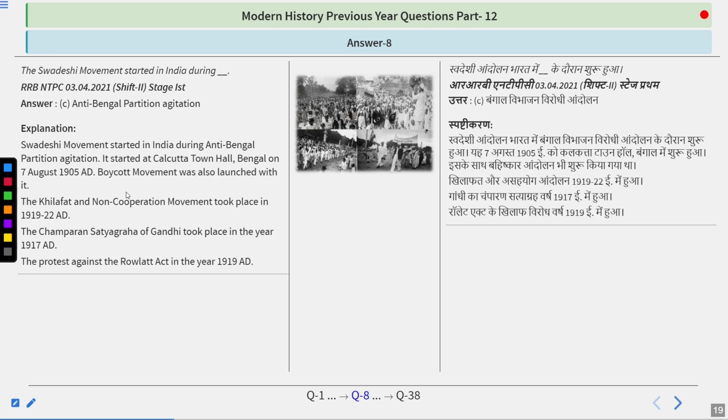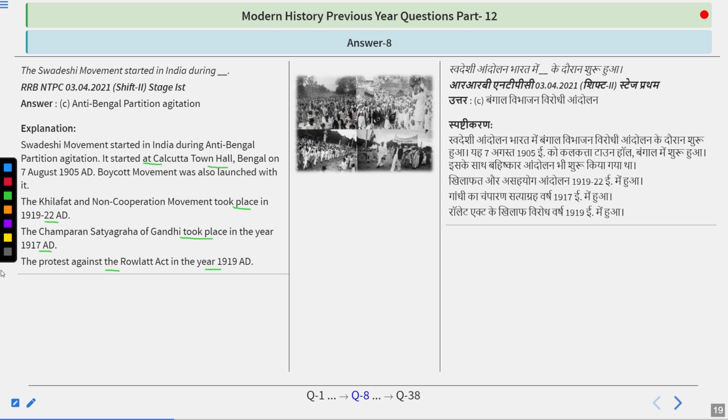Swadeshi movement started in India during anti-Bengal partition agitation. It started at Calcutta Town Hall, Bengal on 7th August 1905. Boycott movement was also launched with it. If we talk about Khilafat and non-cooperation movement, it took place in 1919 to 1922. Champaran Satyagraha of Gandhiji took place in the year 1917. The protest against the Rowlatt Act was in the year 1919. So all this was separate from the Swadeshi movement, which started in India during the anti-Bengal partition agitation.